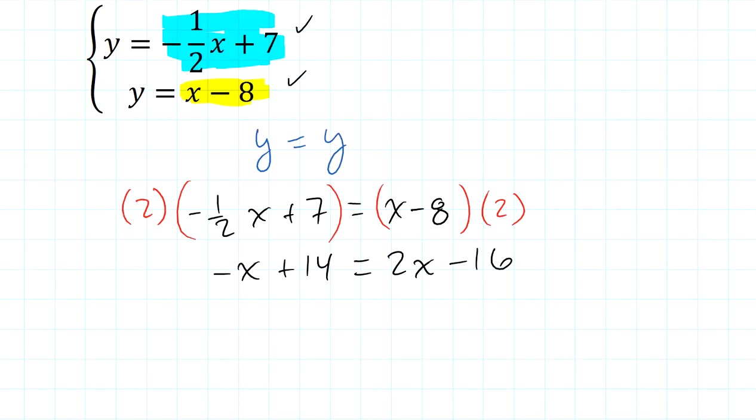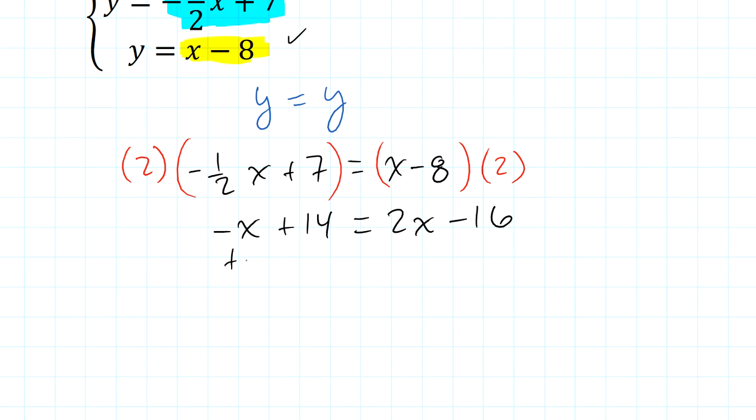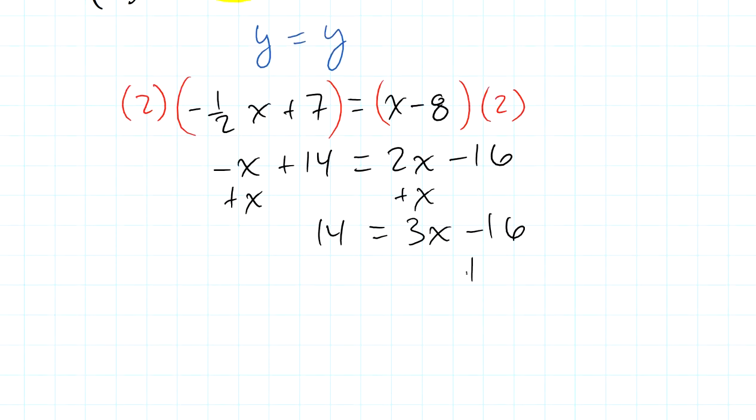And I guess my preference is probably to add an x to each side. You can go the other direction if you want. 14 equals, let's see, 2x plus an additional x is 3x minus 16. And then I could add 16 to each side.